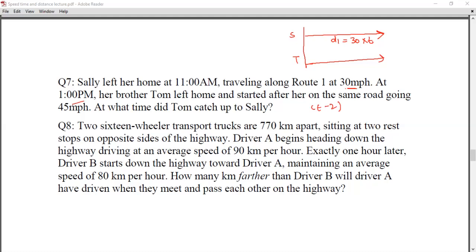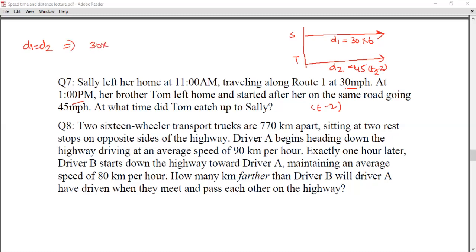So when they meet, Tom will take 2 hours less. So we can write it as d2 equals speed into time again. So 45 is the speed and time for Tom is t minus 2. Now as you can see here, both the distances are already the same. So d1 equals d2.